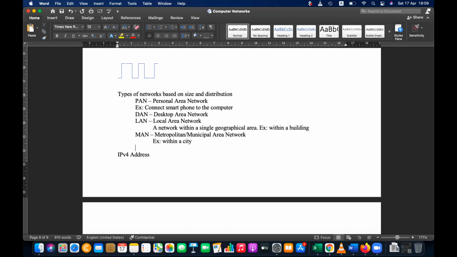Okay, so what is next? After MAN? Yes? WAN, wide area network. WAN means wide area network. So that is the next largest type of network. It is actually interconnecting.